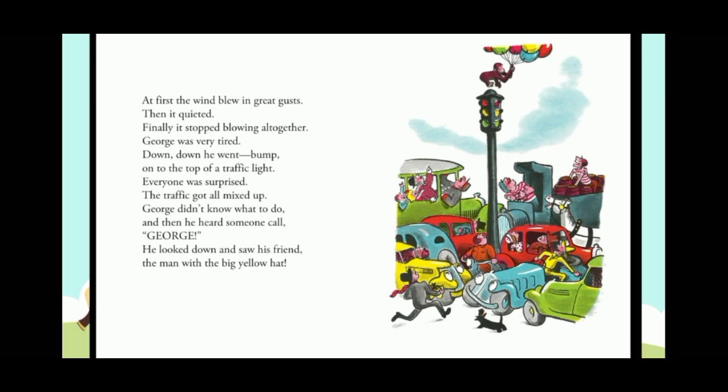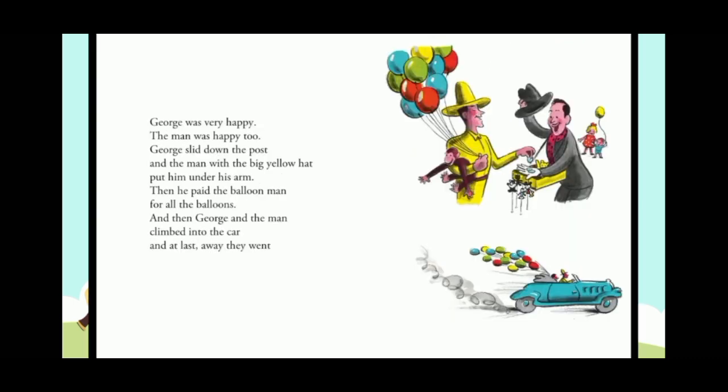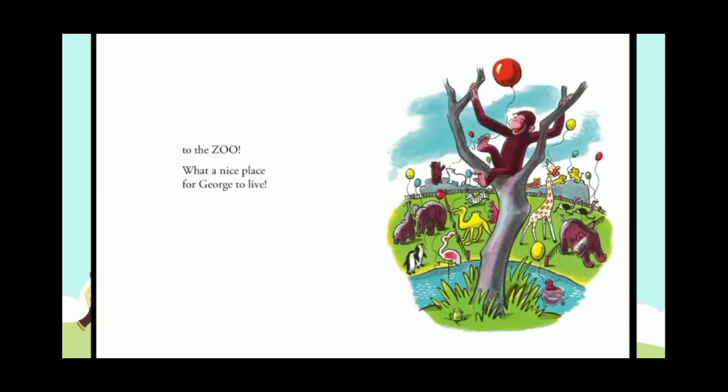And then he heard someone call, "George!" He looked down and saw his friend, the man with the big yellow hat. George was very happy. The man was happy too. George slid down the post, and the man with the big yellow hat put him under his arm. Then he paid the balloon man for all the balloons. And then George and the man climbed into the car. At last, away they went to the zoo. What a nice place for George to live. The end.